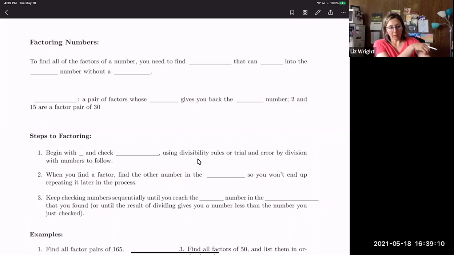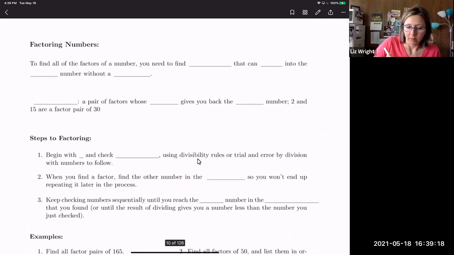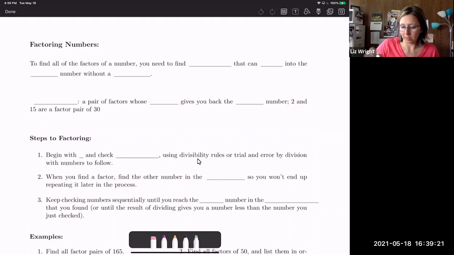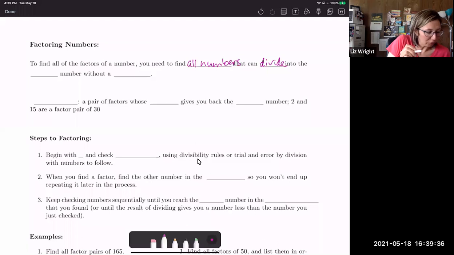So to find all of the factors of a number, you are going to need to find all numbers that can divide into the original number without a remainder.